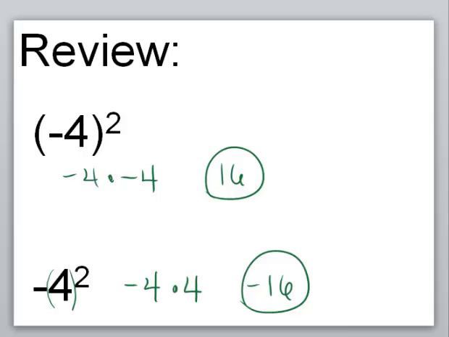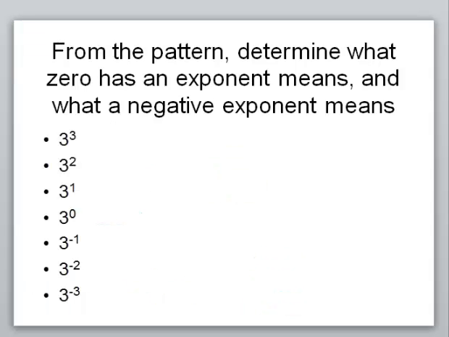Okay, what we want to talk about next is what happens when we have negative exponents. So from this pattern, we're going to determine what a 0 means. So what does 0 mean when it's an exponent? We're also going to determine what it means to be a negative exponent. From what we know from powers, this says 3 times 3 times 3, which would be 27. We know that this says 3 times 3, which happens to be 9. We know this just says 3, which is 3. So we need to figure out what is 3 to the 0 power.